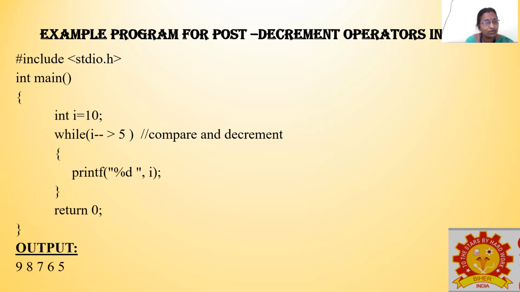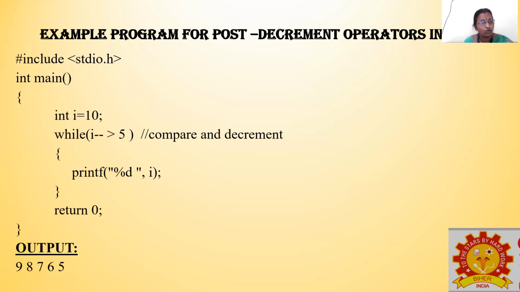So what will be the I value here? The initial I value is 10. Then 10 is compared with 5. 10 is greater than 5, you have done the comparison operation. Since 10 is greater than 5, you are permitted to enter into the while loop. Then immediately you compare and decrement. So as soon as your comparison operation is over, you are decrementing the I value, that is it will become 9. So 9 will be printed.